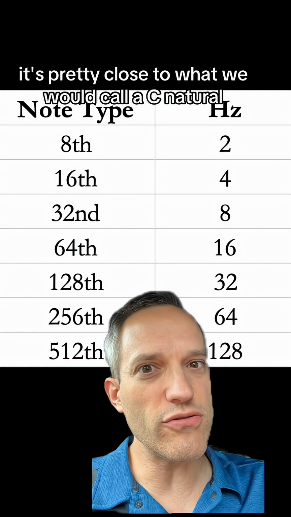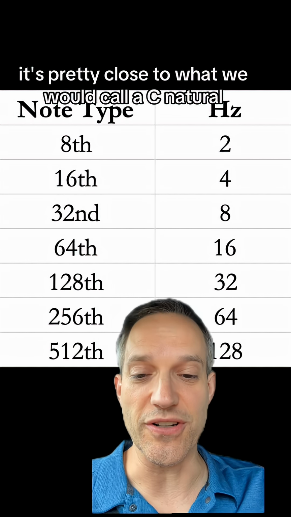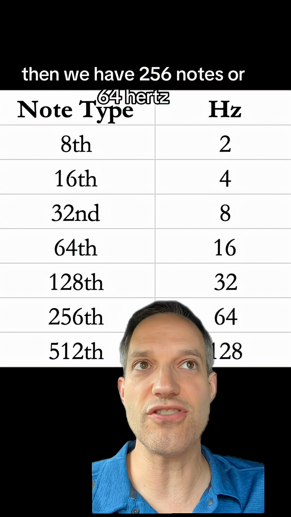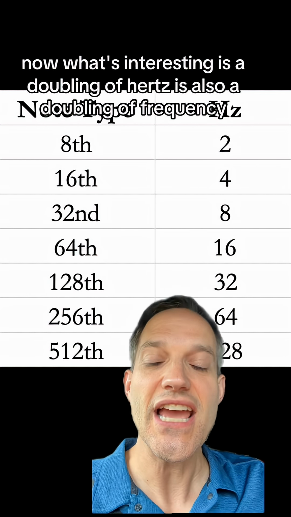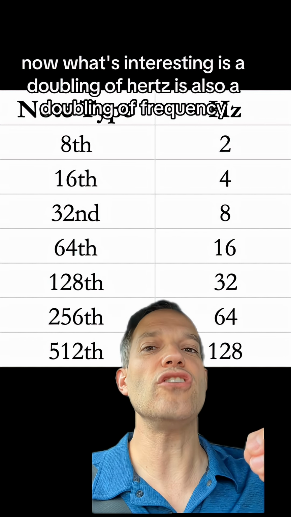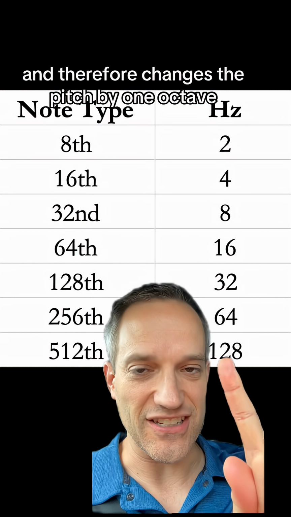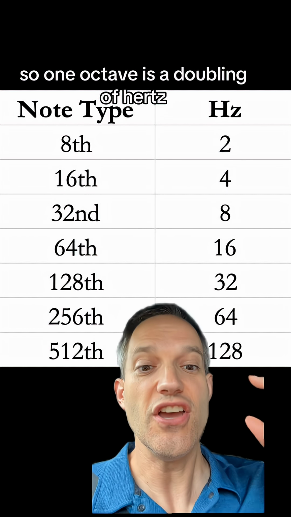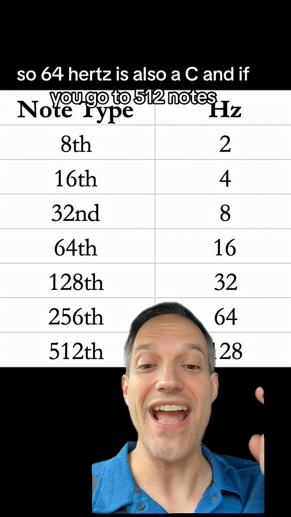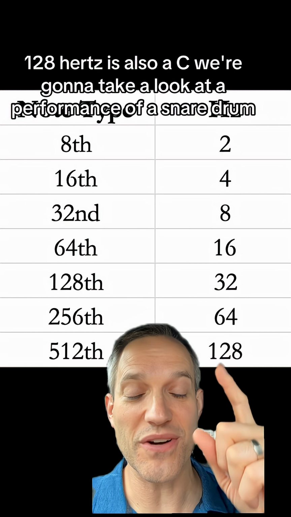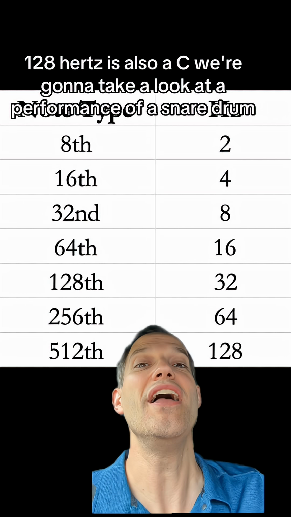It's pretty close to what we would call a C natural. Then we have 256th notes, or 64 hertz. Now what's interesting is a doubling of hertz is also a doubling of frequency and therefore changes the pitch by 1 octave. So 1 octave is a doubling of hertz. So 64 hertz is also a C. And if you go to 512th notes, 128 hertz is also a C.